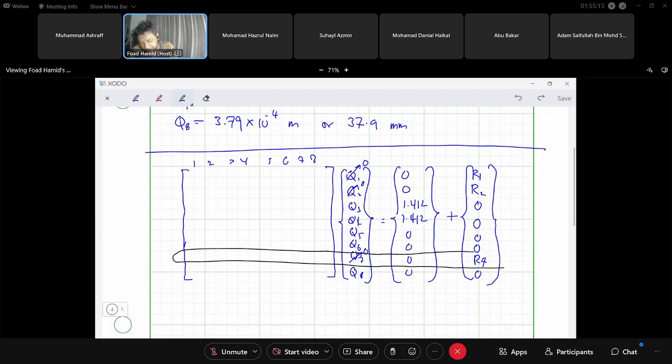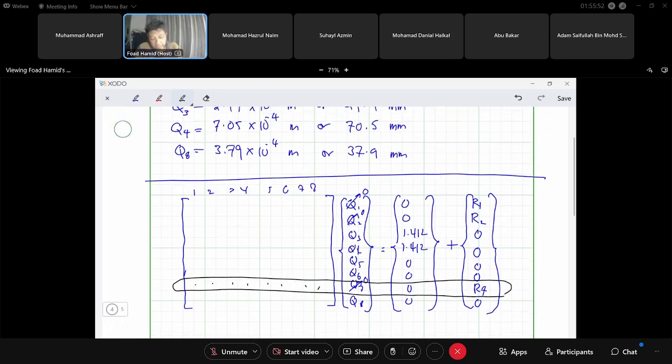Okay, so now we know that we need to find all these terms: this term, this term, this term, and all these terms. So how do we do that? One of the ways is to look at the matrix. The other thing is, before we look at the matrix, let's look at the element.